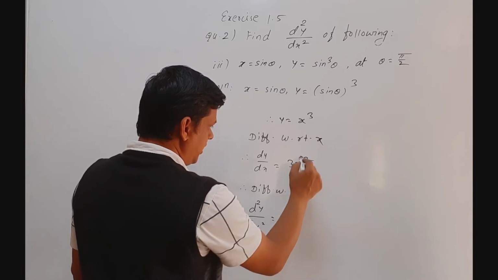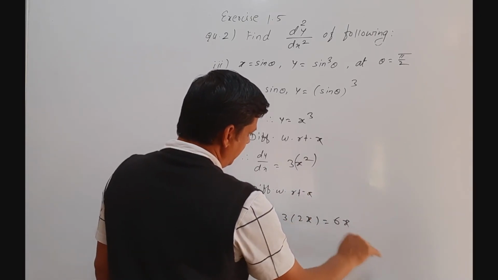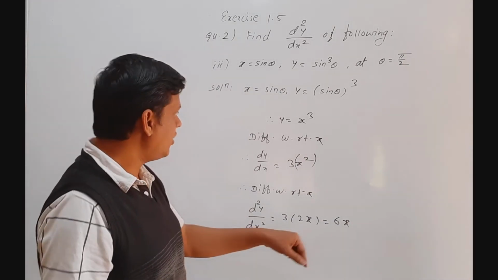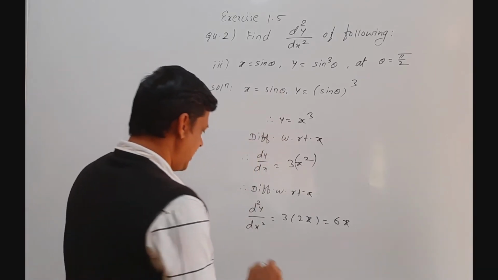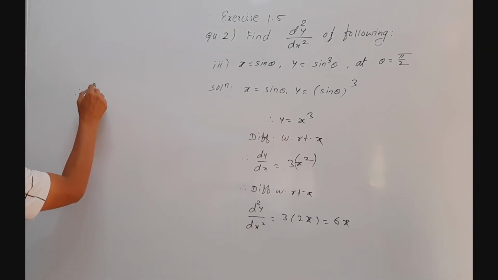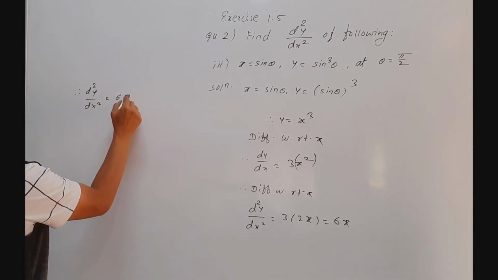3 is constant, derivative of x square is twice x. So we get derivative d2y by dx2 as 6x. Now replace the value of x by sin theta. Therefore d2y by dx2 is equal to 6 sin theta.